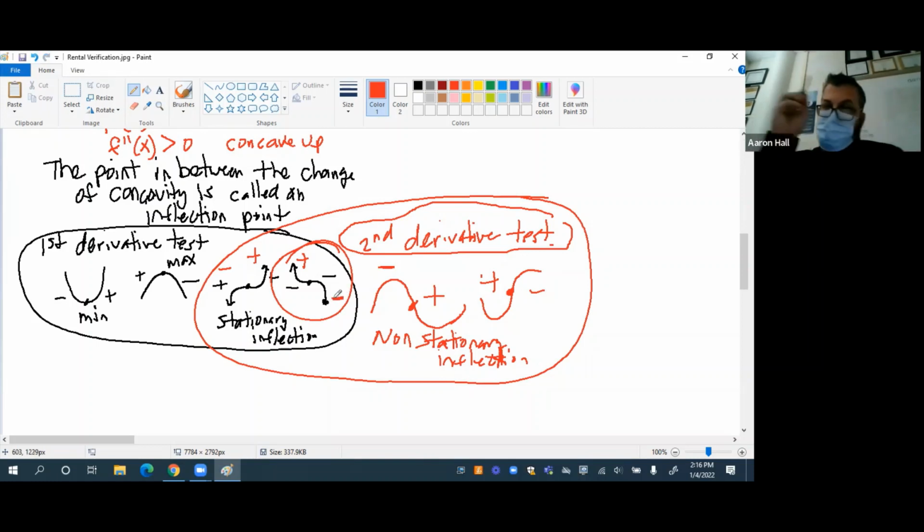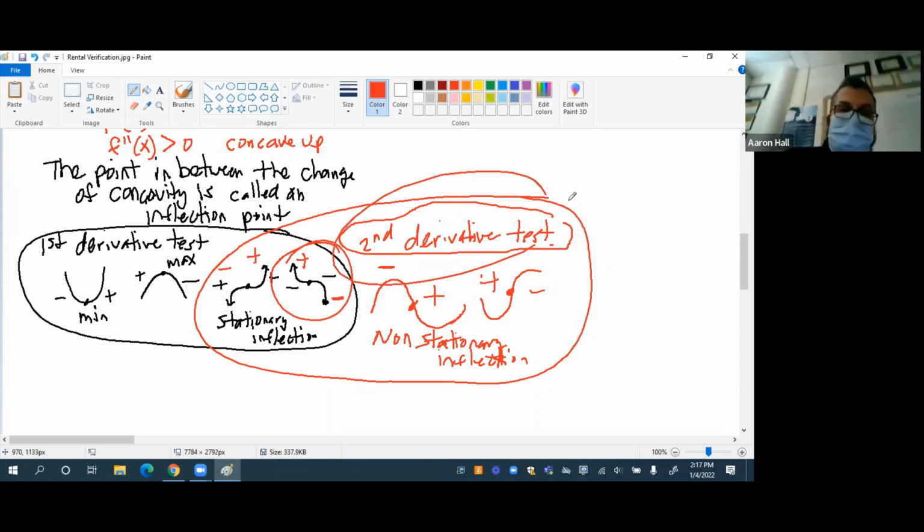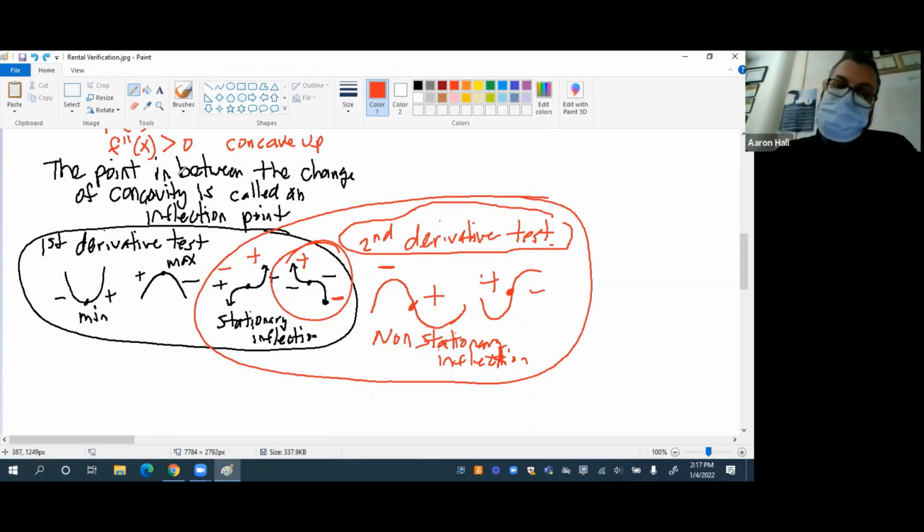I've color coordinated this. So everything in red indicates the second derivative, and everything in black over here represents the first derivative. I don't know if that's confusing to you, but nevertheless, I'm going to leave that in there. That's the relationship between the first derivative and the second derivative as far as understanding our graph.